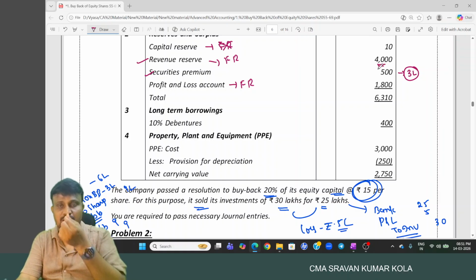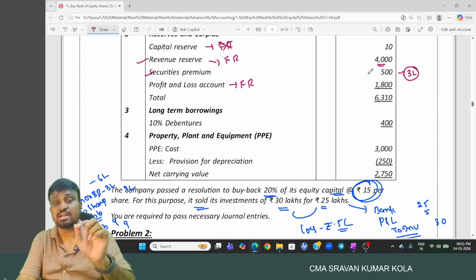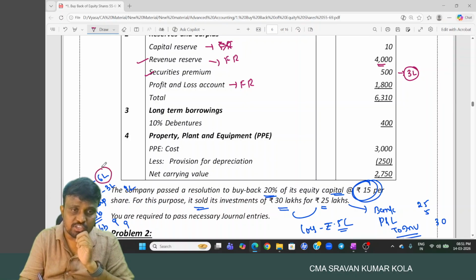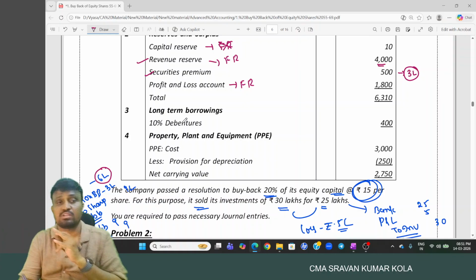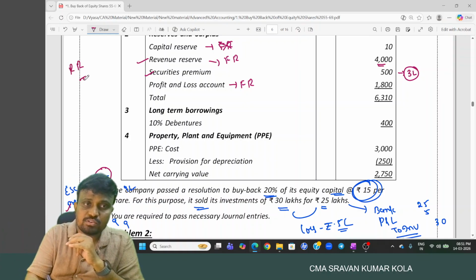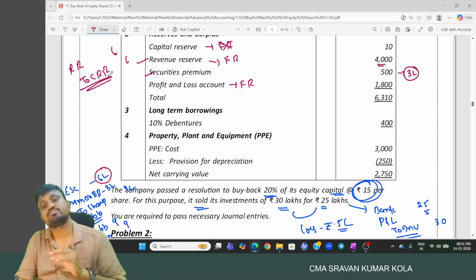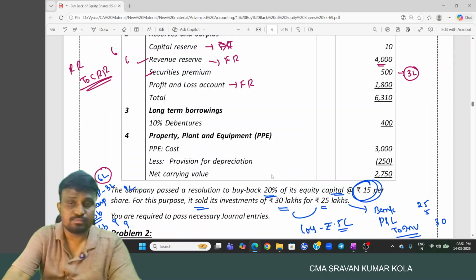The total amount is enough here. Already 40 lakh is there, and we require only 6 lakh. The nominal value of equity shares bought back is transferred to CRR. So what is the entry? Revenue reserve account debited to CRR, 6 lakhs. This is the one.